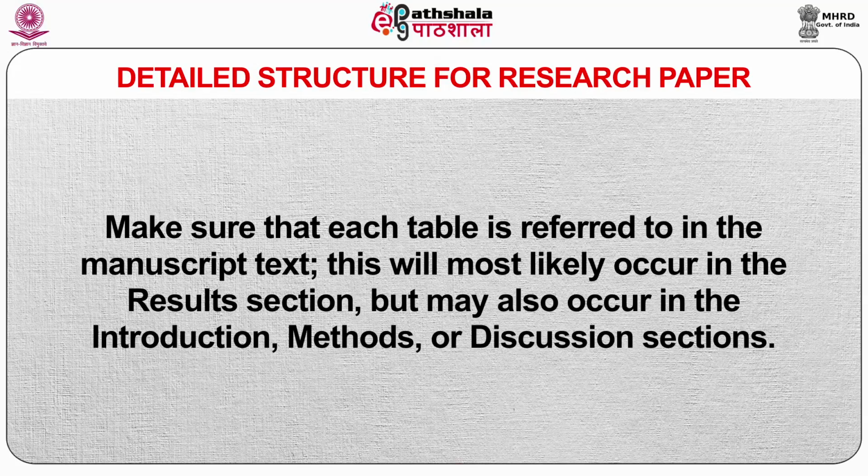Make sure that each table is referred to in the research paper and its text. This will most likely occur in the results section but may also occur in the introduction, methods or discussion sections. The next important section is appendices. This section is where the researcher may place any additional information such as statistical calculations or copies of materials like word lists or surveys. Everything in the appendix must be referred to somewhere in the body of the report.